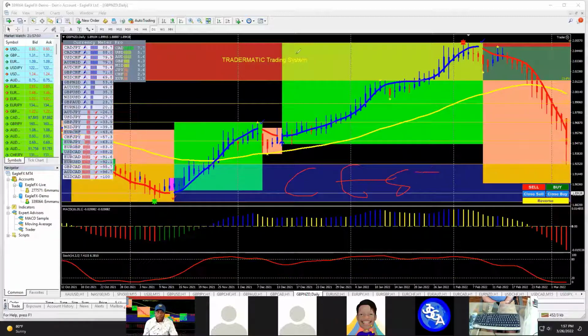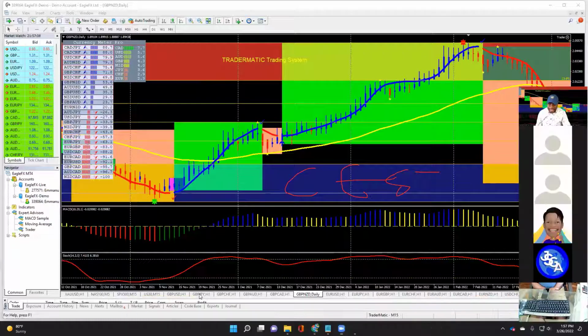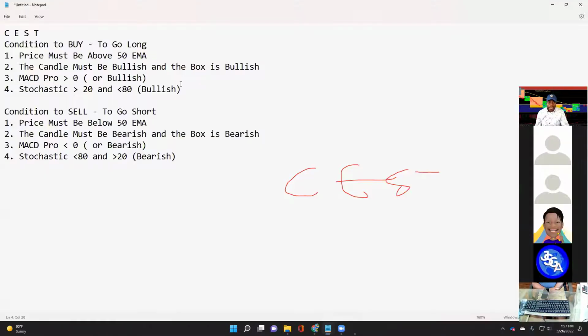You have to write out the checklist yourself. Then once you write it out, check the conditions. If you want to buy, ask yourself: is the price above the EMA? Is the candle bullish? Is the MACD Pro bullish? Is the stochastic bullish? Once you write that down, ask yourself, can this trade take me to where I'm going? Then the conditions to sell: is the price below 50? Is the candle bearish? Is the MACD Pro bearish? Is the stochastic bearish?